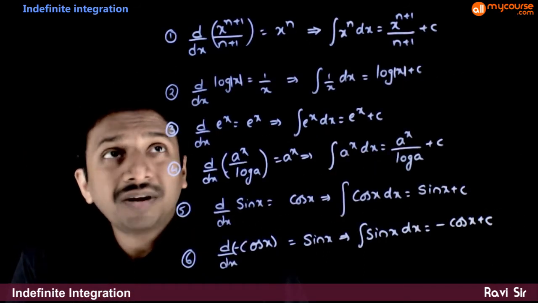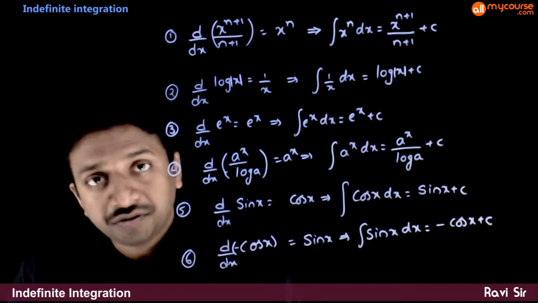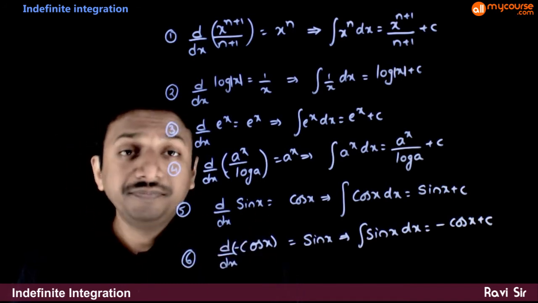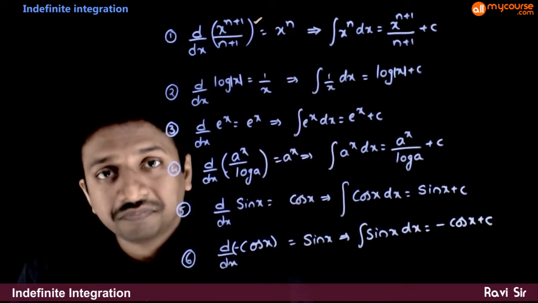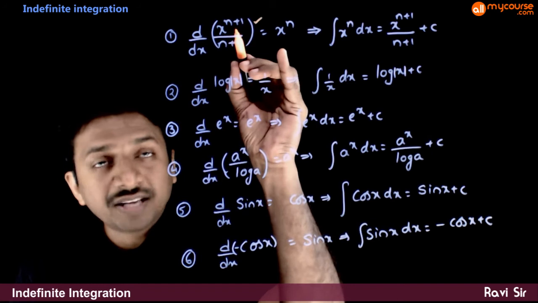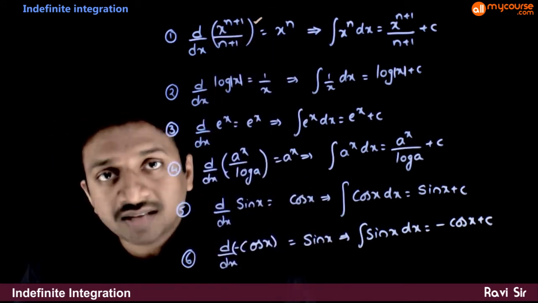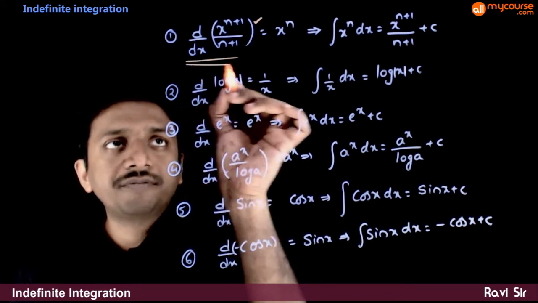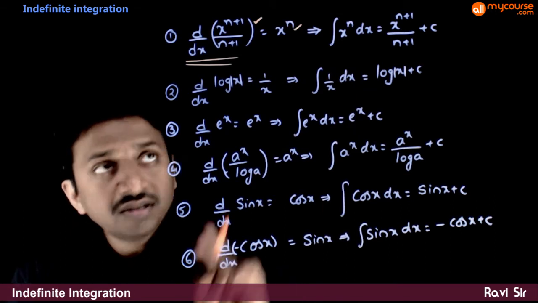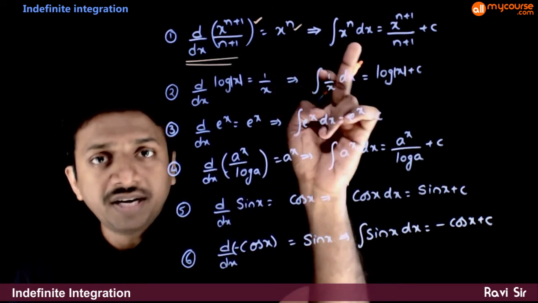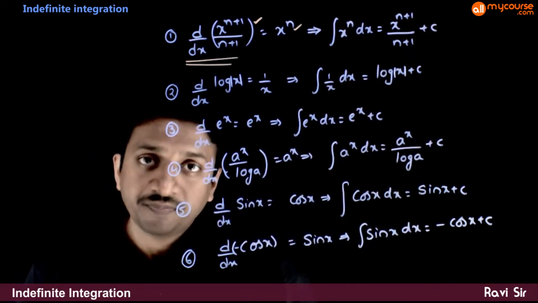So now let us look at some standard integration formulas which can be derived from the differentiation formulas. So first, d by dx of x power n plus 1 by n plus 1. As we know, d by dx of x power n plus 1 is n plus 1 times x power n. This n plus 1 and this n plus 1 get cancelled. So d by dx of x power n plus 1 by n plus 1 is x power n. So integration of x power n dx will be equal to x power n plus 1 by n plus 1.